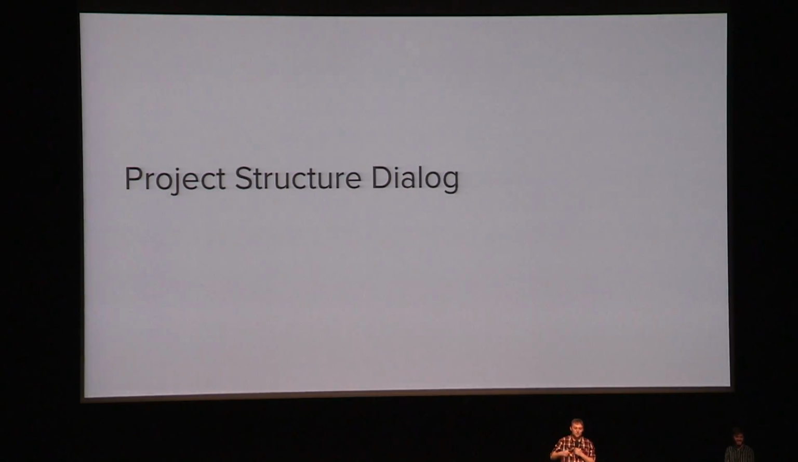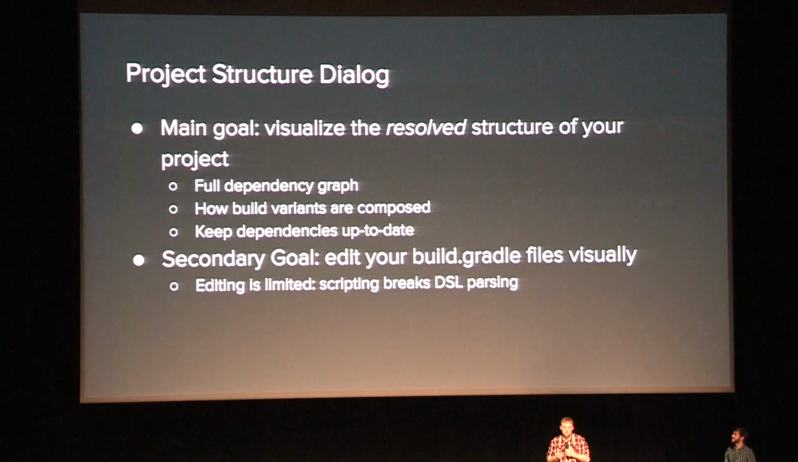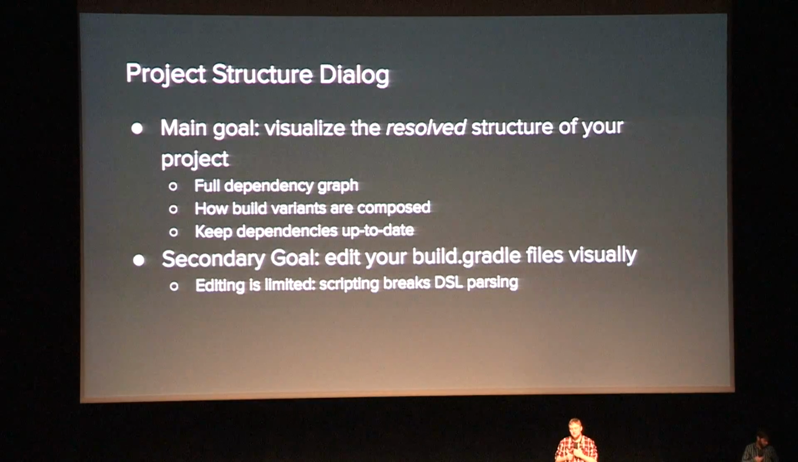We want to try and get that number up, and we want to allow it to provide you with more value. So with the new revamp of the project structure dialog, we want to focus on two main goals. The first one is we want you to be able to visualize the resolved structure of your project. So this means a full dependency graph, how your build variants are made of your product flavors and your build types, and also provide you with ways of keeping your project up to date and helping you maintain your project. The secondary goal is we want it to be able to help you in editing your build files.